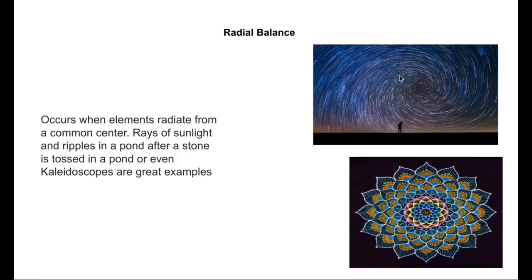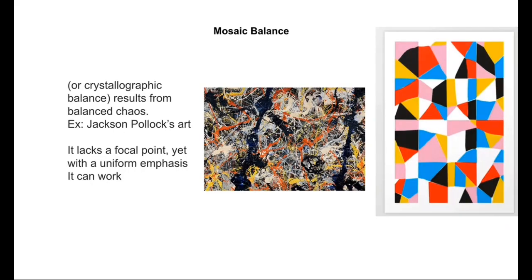It spreads and spreads and spreads, just kind of like when you're throwing a stone into a pond. Now we have mosaic balance. This kind of results from chaos, from balanced chaos.